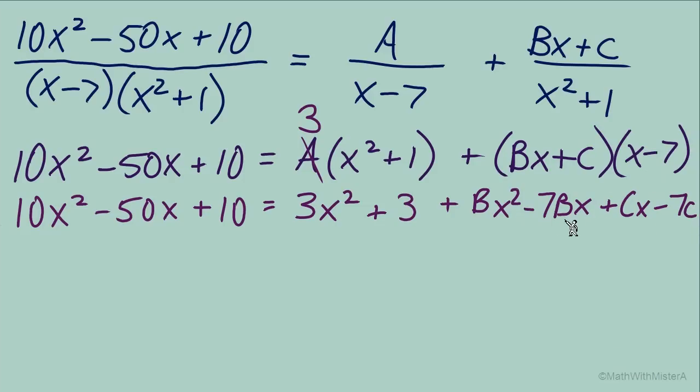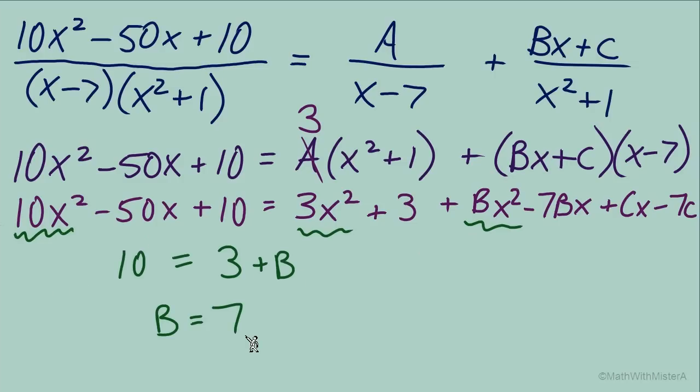I won't worry too much about these like terms from the outer and inner. They'll take care of themselves in the next step here. We're parsing out the x squares. 10x squared equals 3x squared plus bx squared. So that's a quick one. 10 equals 3 plus b. And that's sufficient. We can find b right there equals 7.